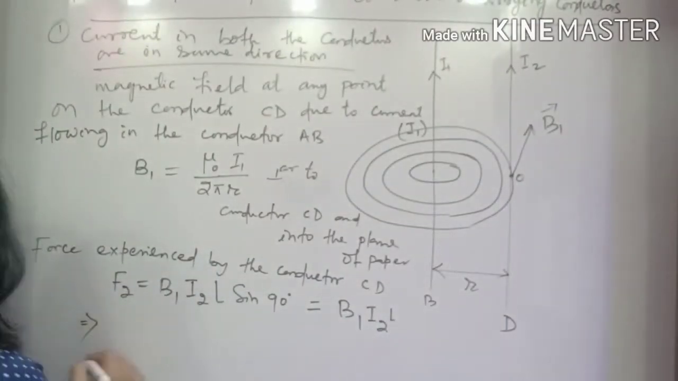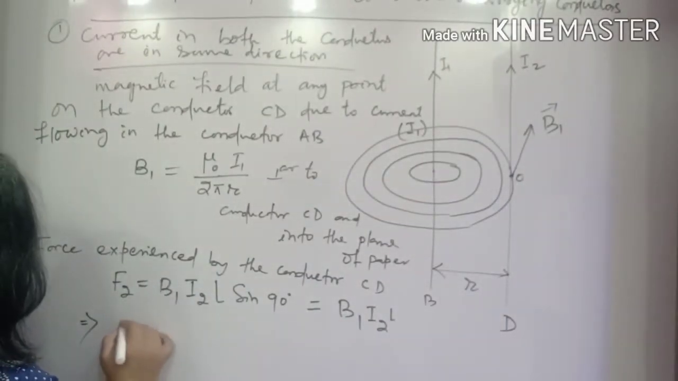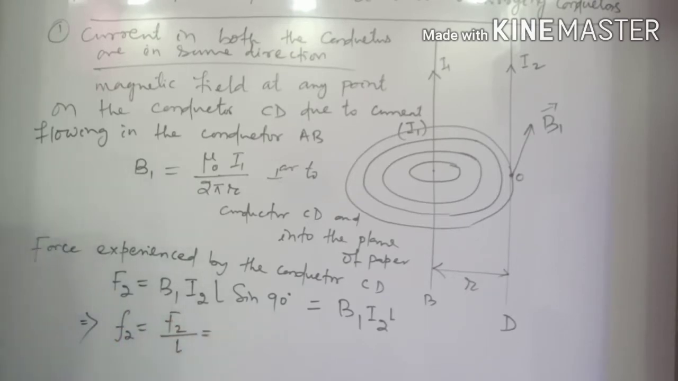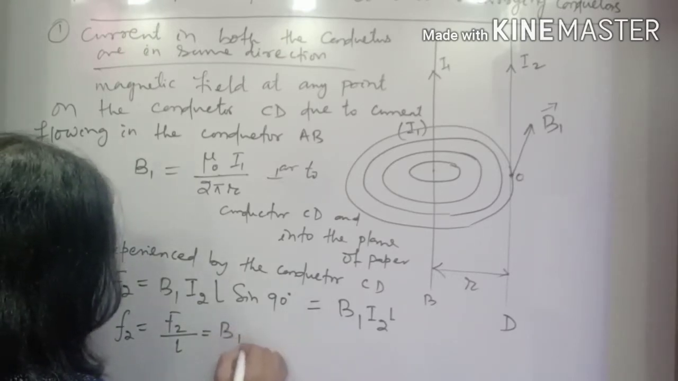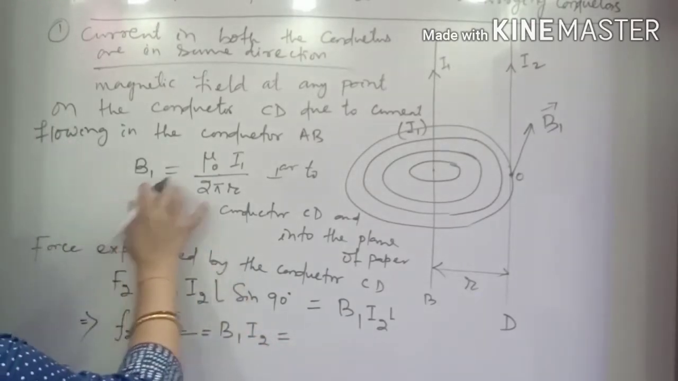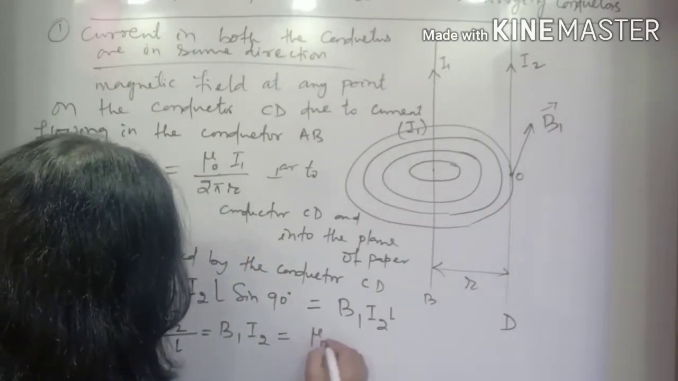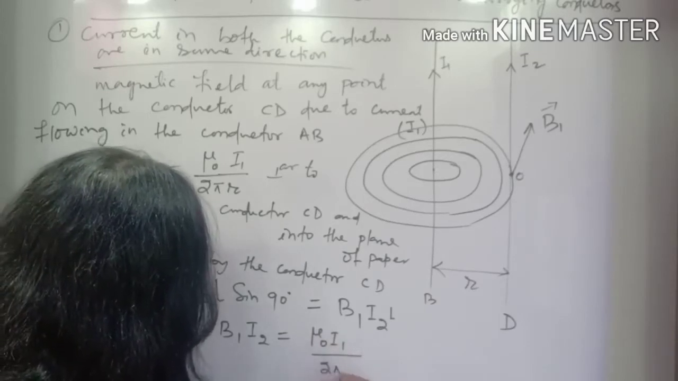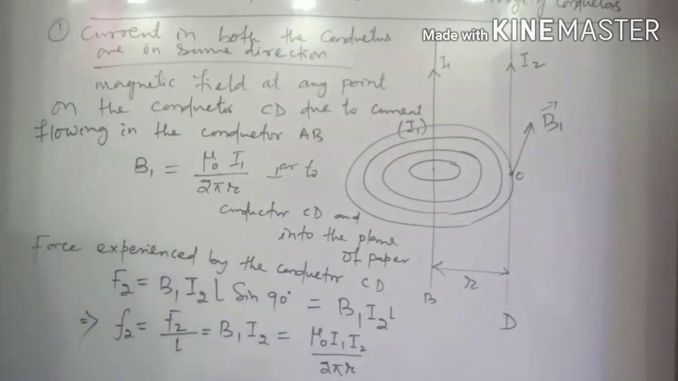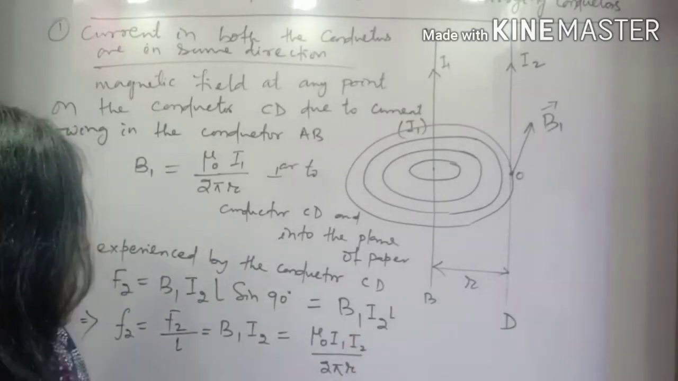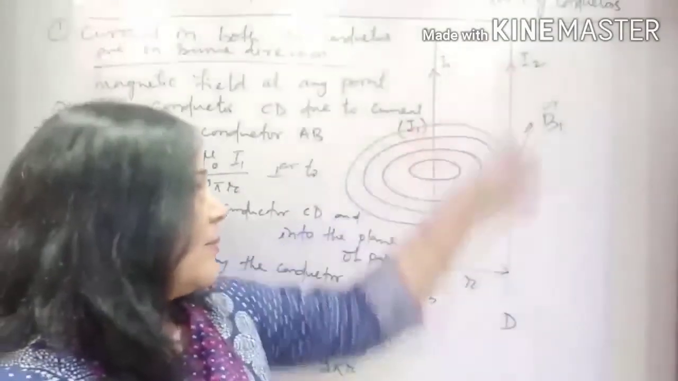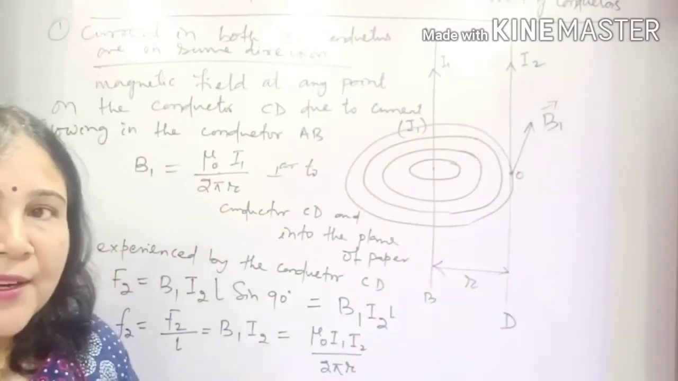Now here, force per unit length, let's suppose small f2, which is called the force per unit length. So that is F2 by L, which will be equal to B1 I2. And in this B1 I2, let's substitute the B1 expression. The magnitude of B1 is mu naught I1 by 2 pi R, into I2. So that is the f2 value. What is f2 actually? f2 is the force per unit length applied on this conductor CD, or experienced by the conductor CD.